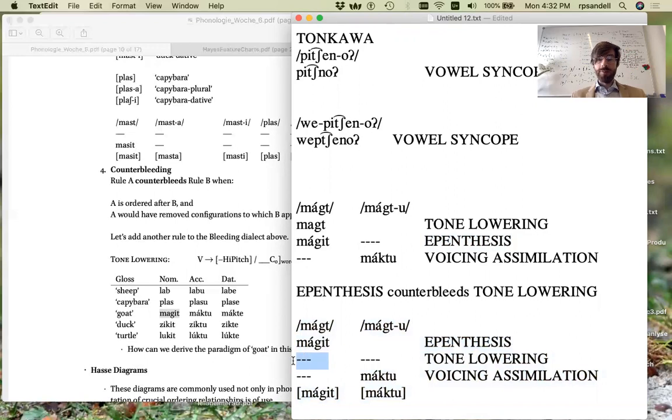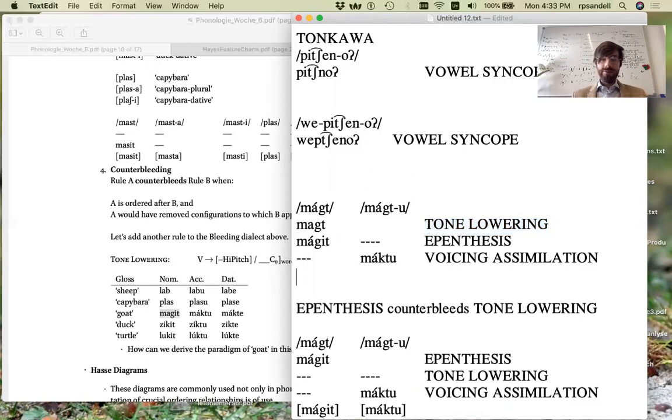Epenthesis has the potential to bleed tone lowering by causing a vowel to which epenthesis could have applied to no longer be the vowel nearest to the right edge of the word. But because epenthesis applies too late, tone lowering is able to apply. So epenthesis doesn't, in this case, actually bleed tone lowering. And the result is that then there is an allomorphic alternation in the tone on the stem. Sometimes it's a non-high tone and sometimes it's a high tone.